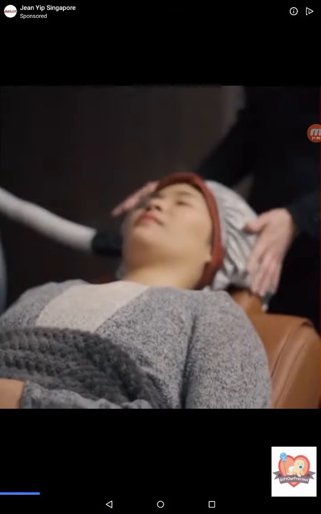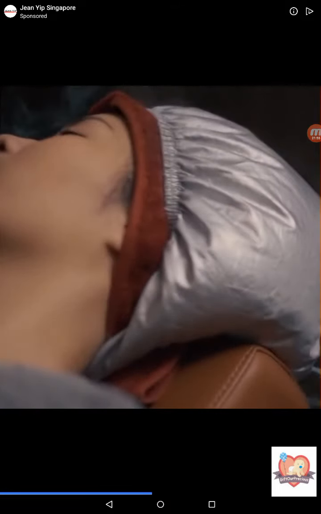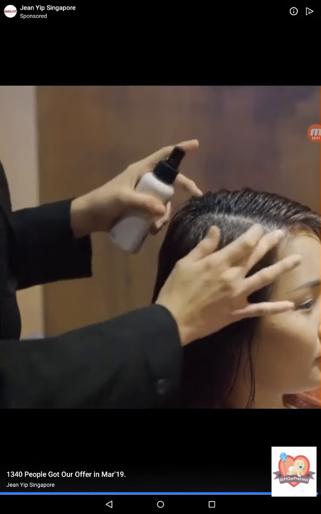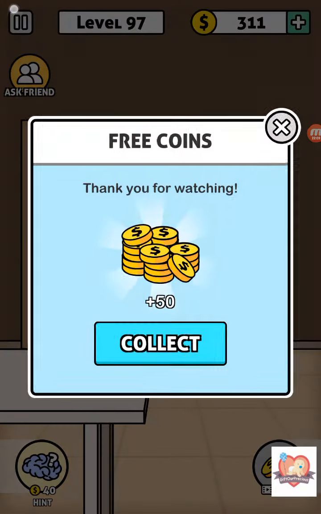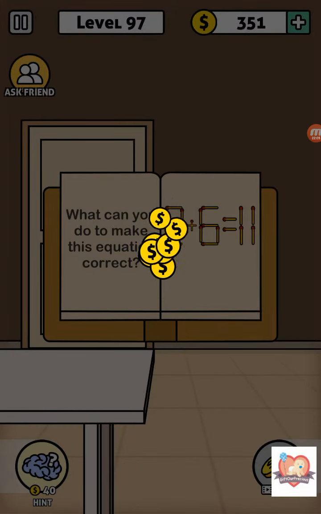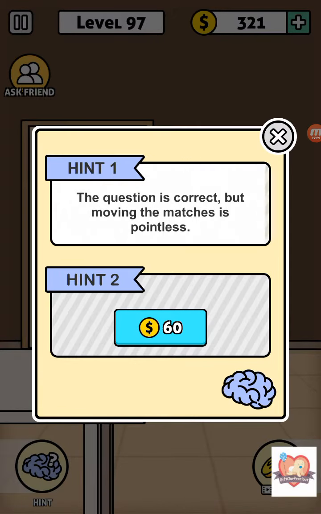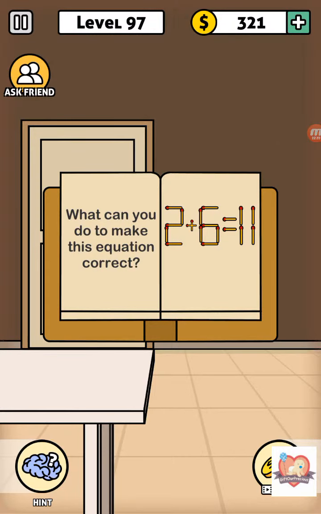It's the hair video again. It's the same adverts over and over again. Okay, let's cross it out, collect it and then get the hint. The question is correct, but moving the matches is pointless. What does it mean? Then we don't have to move the match.